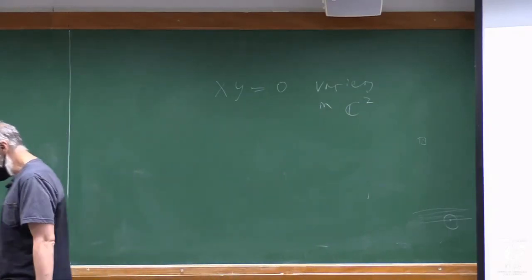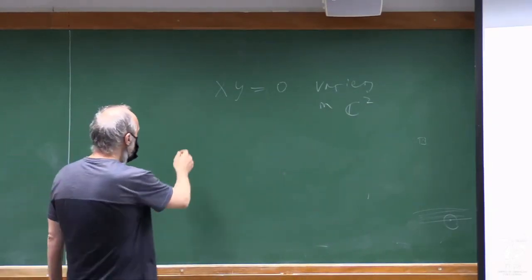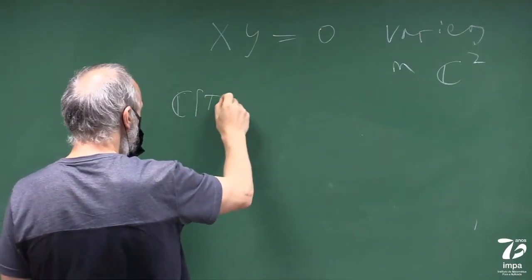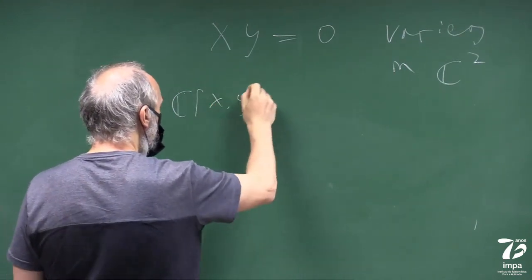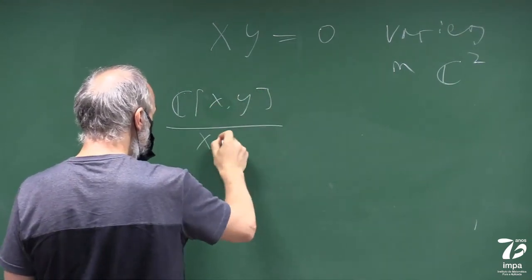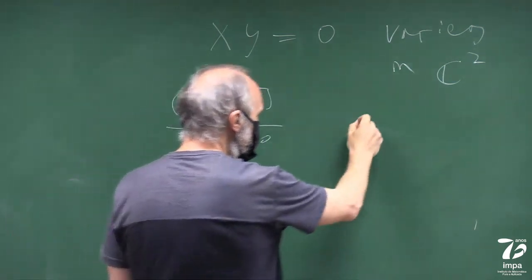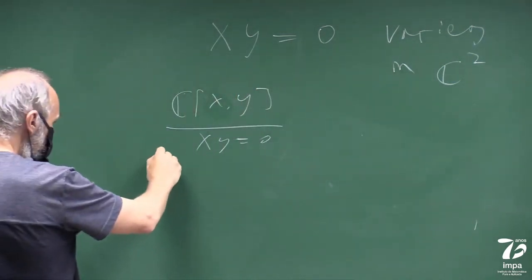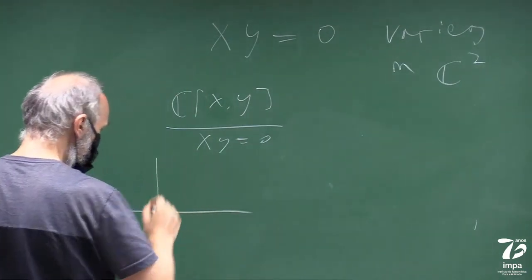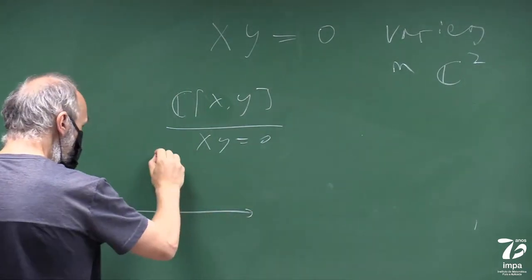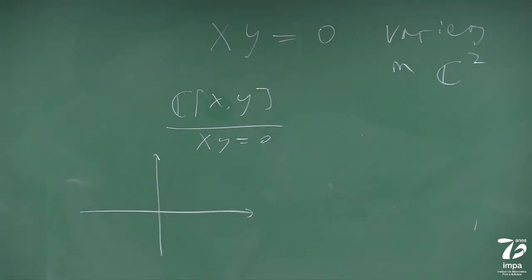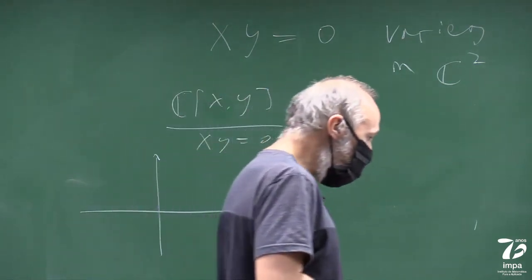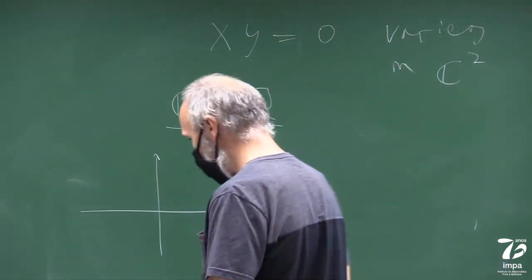It has zero divisors. The corresponding ring is polynomials quotient by xy = 0. So x and y are zero divisors. And moreover, the corresponding set is just a cross. You have two lines inside C2, and this is a union of these two lines. These two lines are called irreducible components.